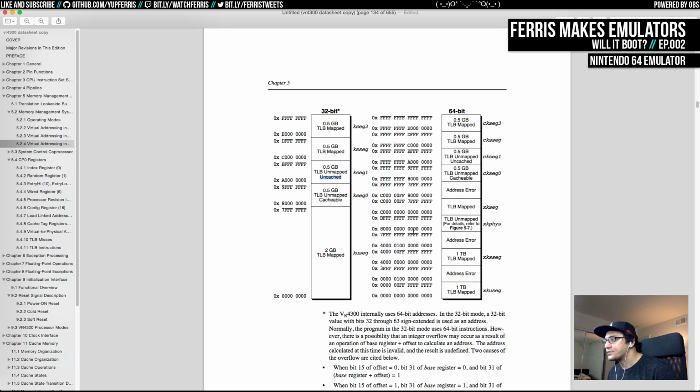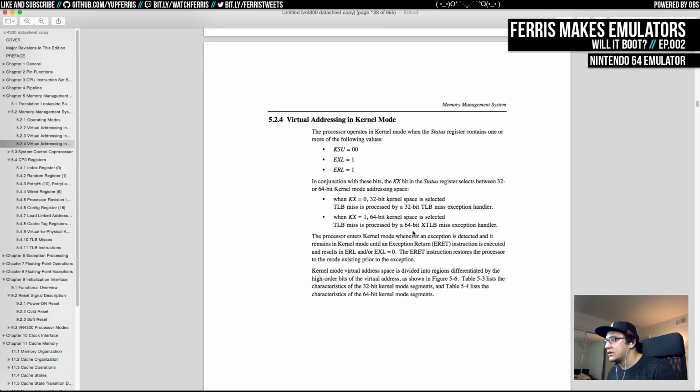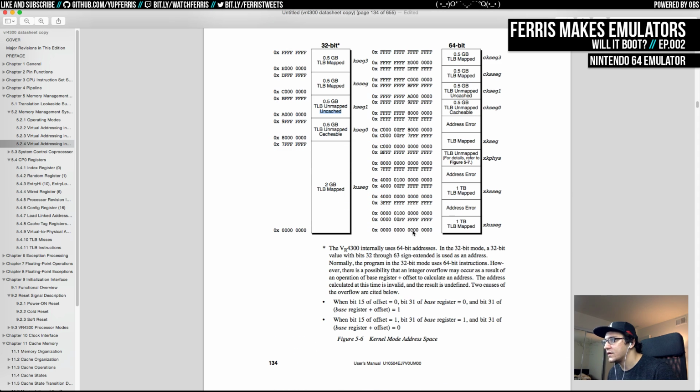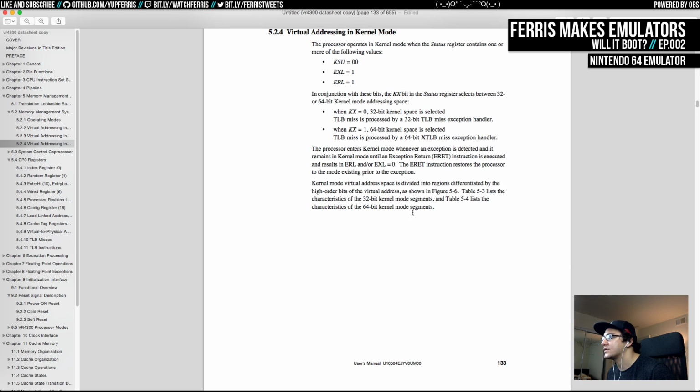Okay, so I'm not entirely sure what this table was called. I kind of want to know where in the datasheet it told us this, just to fully understand where this is coming from. So this is figure 5.6, and that was referred to here. Okay, it's actually just right here. Kernel mode virtual address space, and we're going to be in kernel mode when we start up, is divided into regions differentiated by the high order bits of the virtual address, as shown by figure 5.6. Table 5.3 lists the characteristics of the 32-bit kernel mode segments, and table 5.4 lists the characteristics of the 64-bit kernel mode segments.